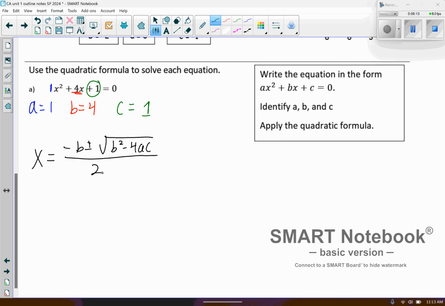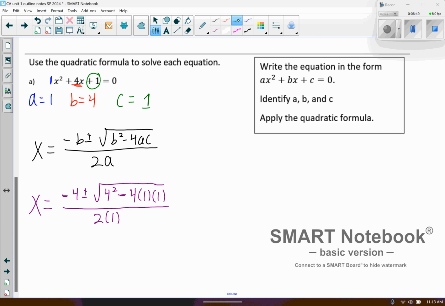All right, so now we're ready to go ahead and put things where they belong. So we're going to have x equals negative, my b value is a 4, plus or minus the square root of 4 squared minus, that minus is part of my quadratic formula, and so is that next 4 right there. And then my a value is a 1, and my c value is a 1 also. And then all divided by 2 times a, so 2 times 1.